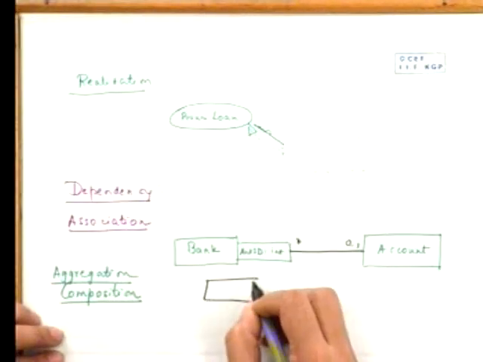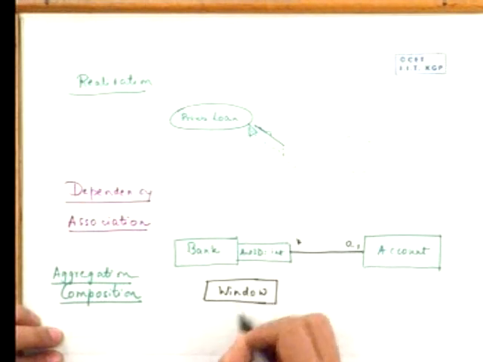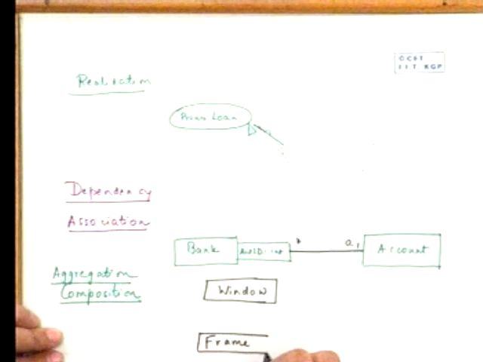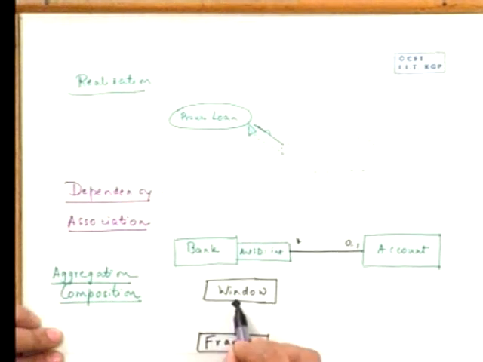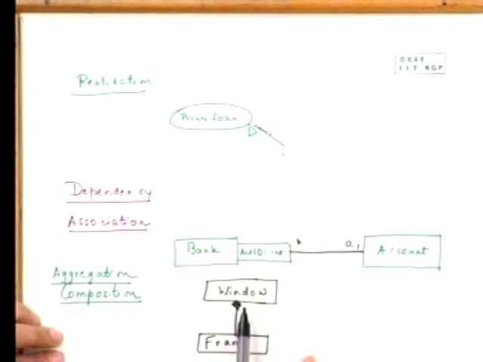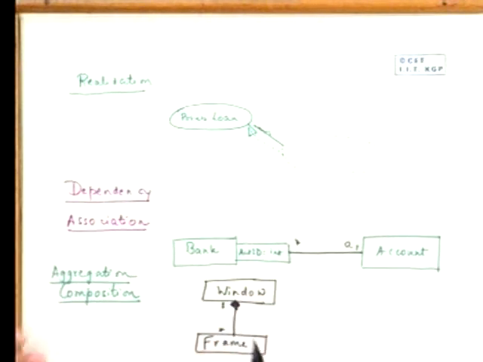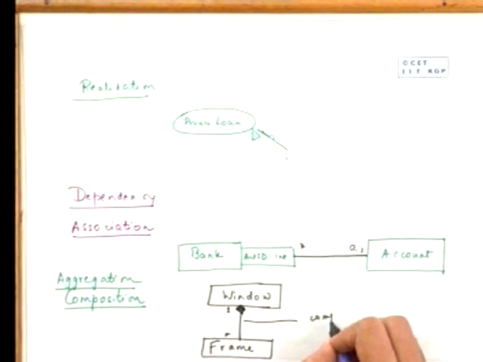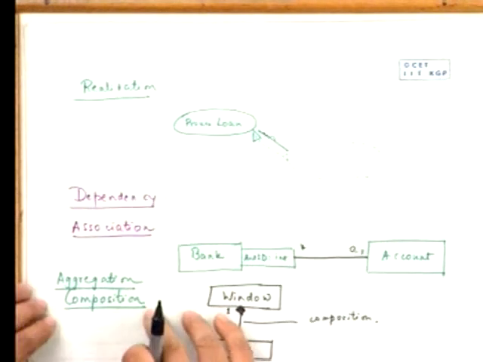For example, consider the class window and consider the class frame, which is a part of a window. It is a composition relationship between window and frame, and this is denoted by this solid diamond. And a window may consist of several frames. This is a composition relationship. A frame is a part, the window is the whole.